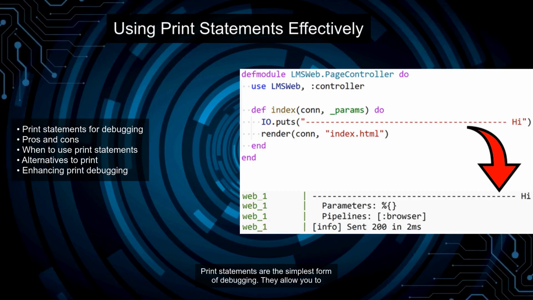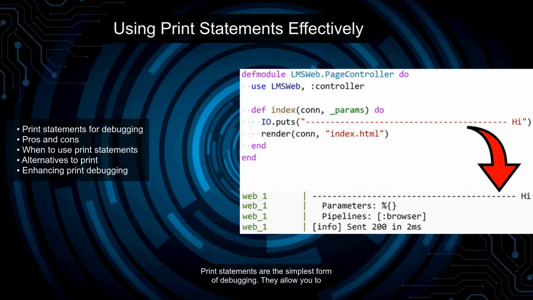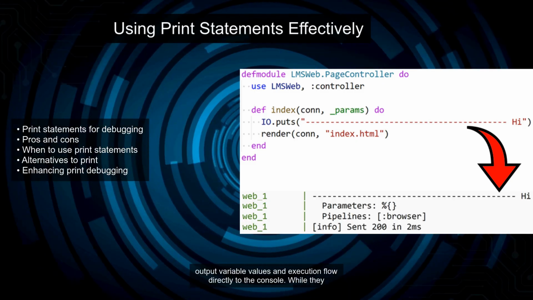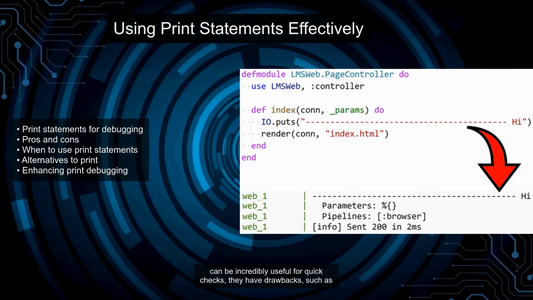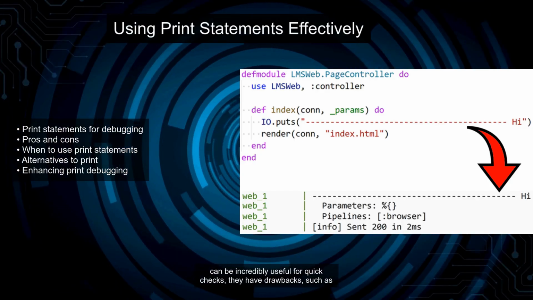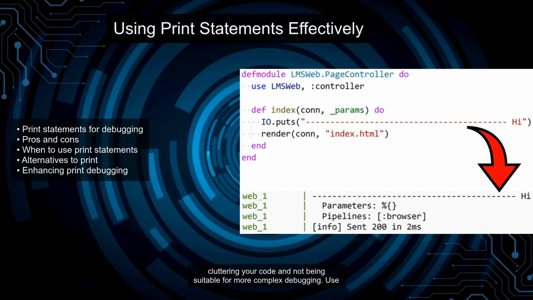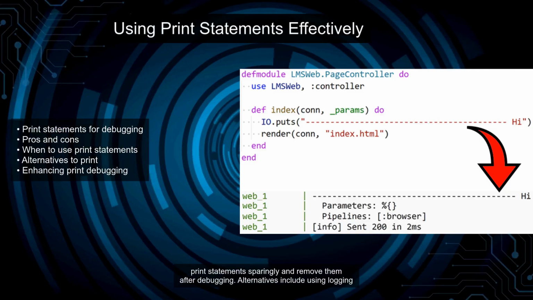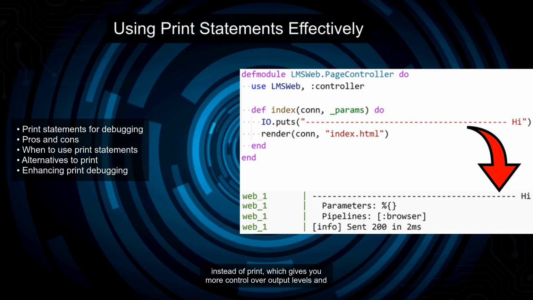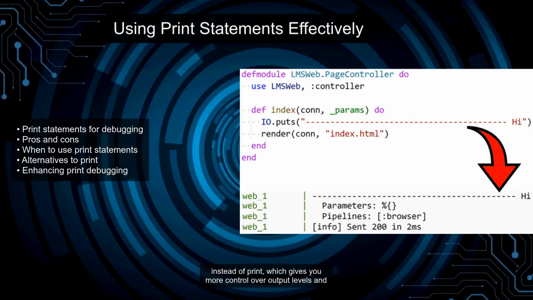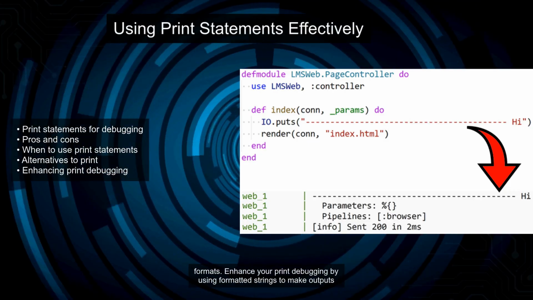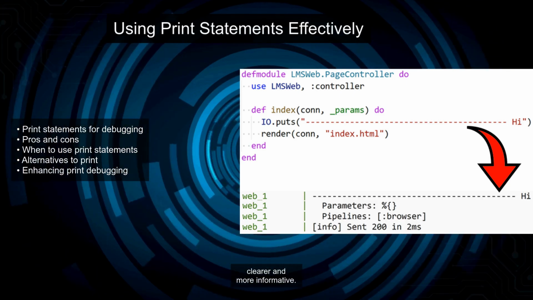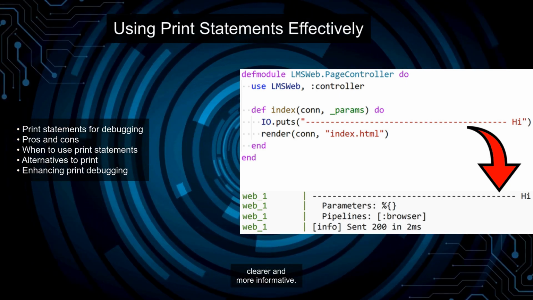Print statements are the simplest form of debugging. They allow you to output variable values and execution flow directly to the console. While they can be incredibly useful for quick checks, they have drawbacks, such as cluttering your code and not being suitable for more complex debugging. Use print statements sparingly and remove them after debugging. Alternatives include using logging instead of print, which gives you more control over output levels and formats. Enhance your print debugging by using formatted strings to make outputs clearer and more informative.